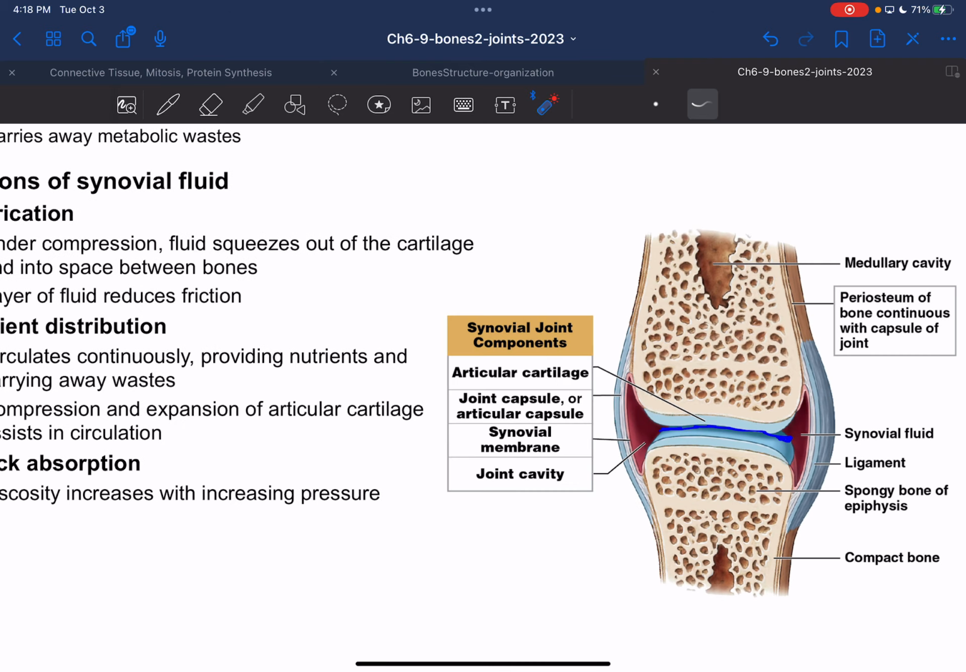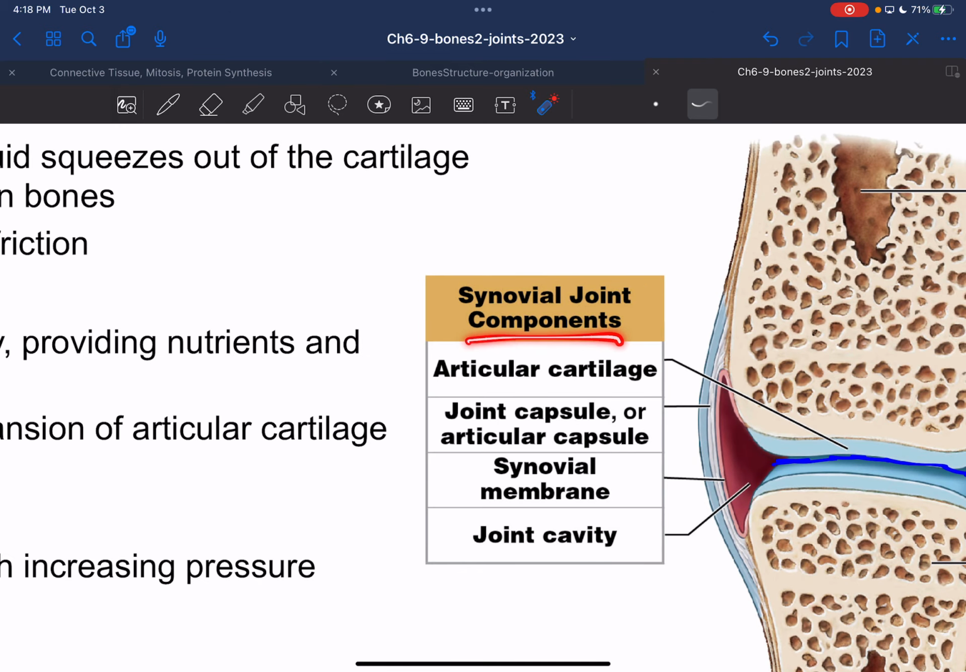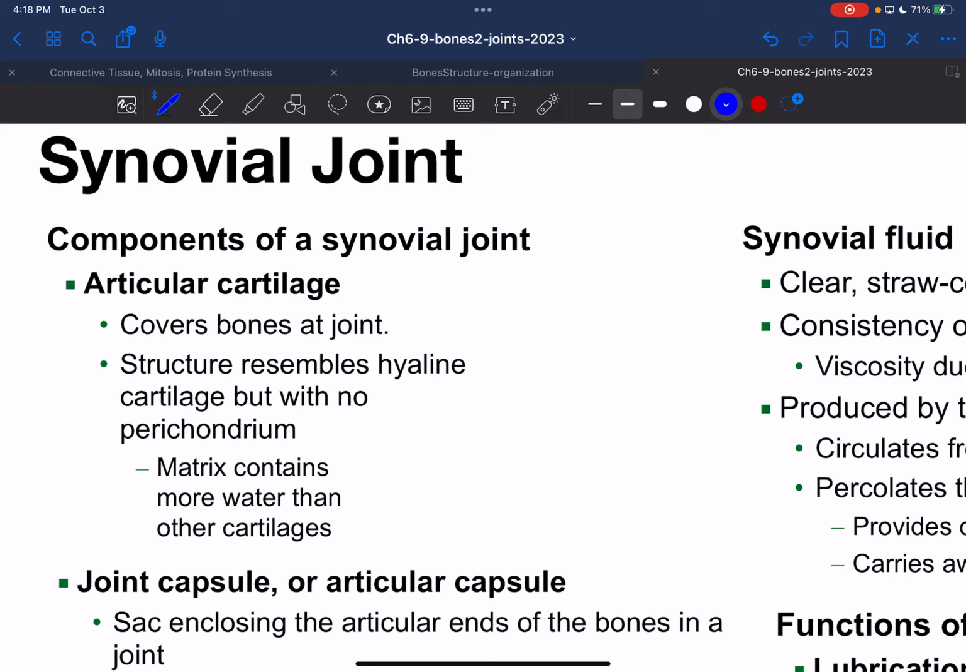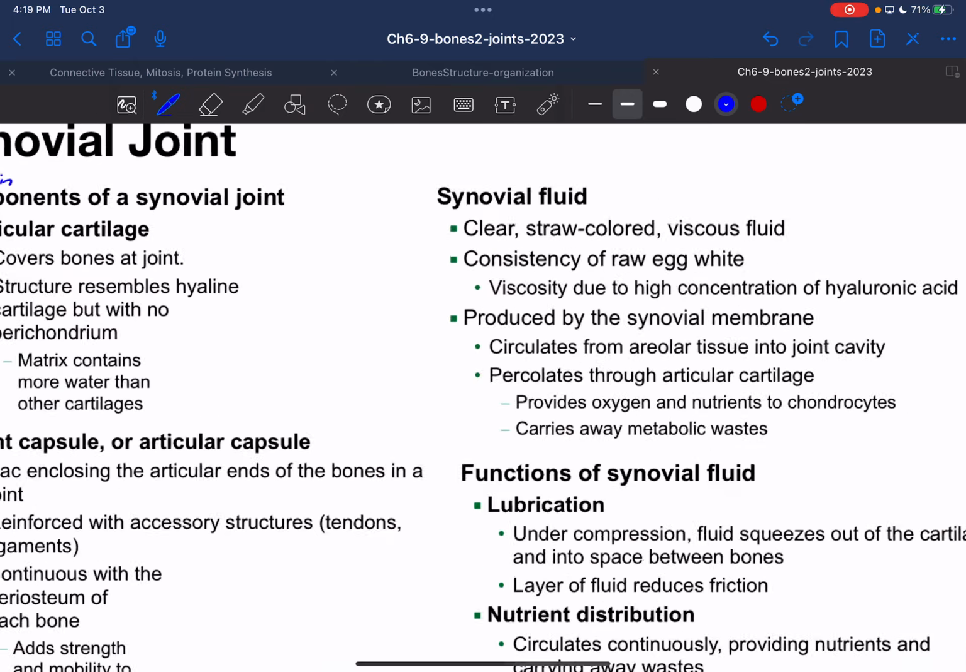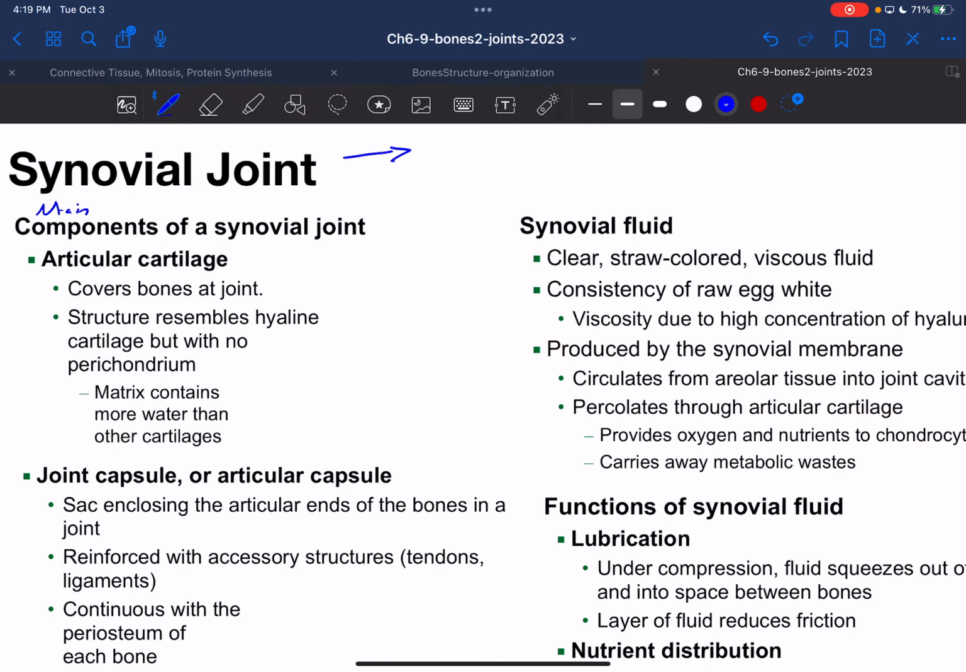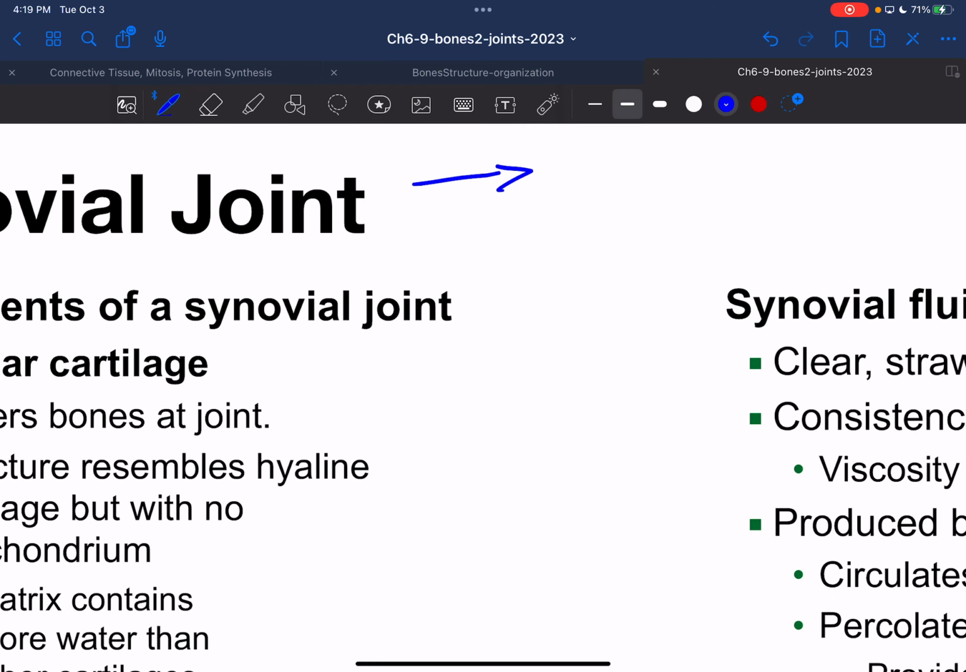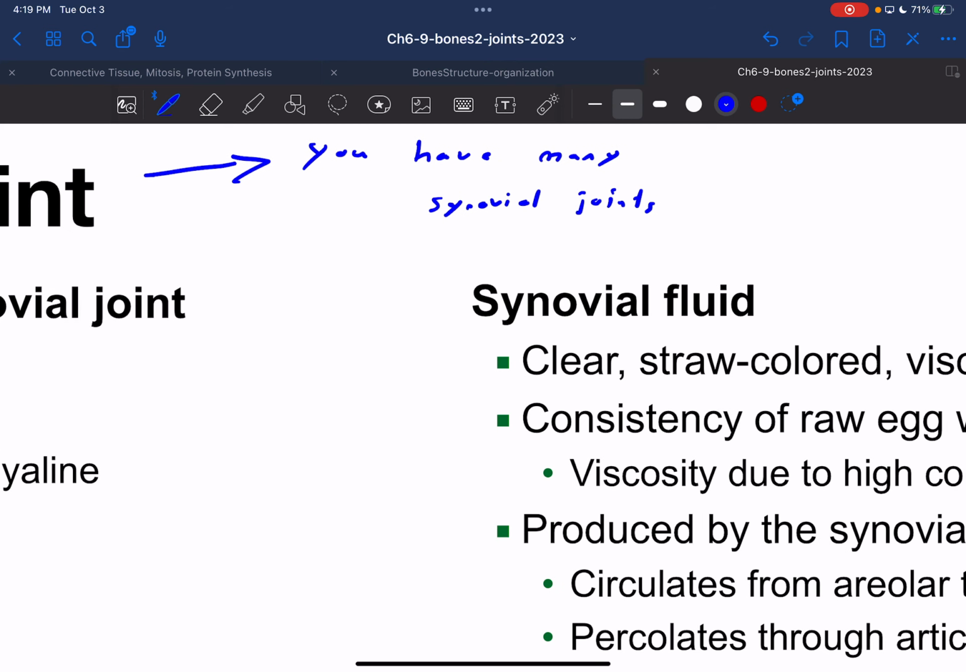And so with that, these are the main components. This is what I want you to understand here. These are main components that all synovial joints have. All of them. They just have it in different combos. And this is something that you don't need for the exam, but it's something that you should understand, is that you have many synovial joints with these components.